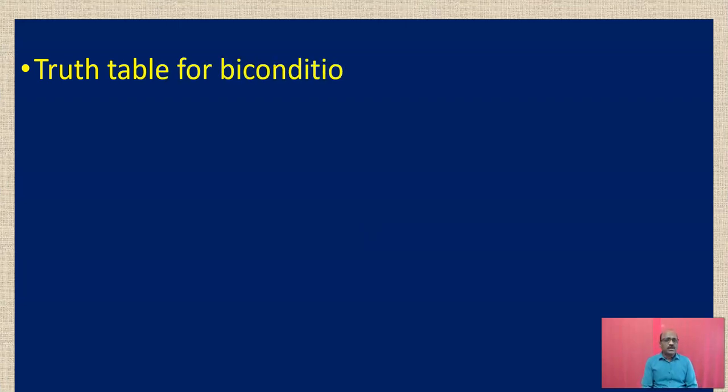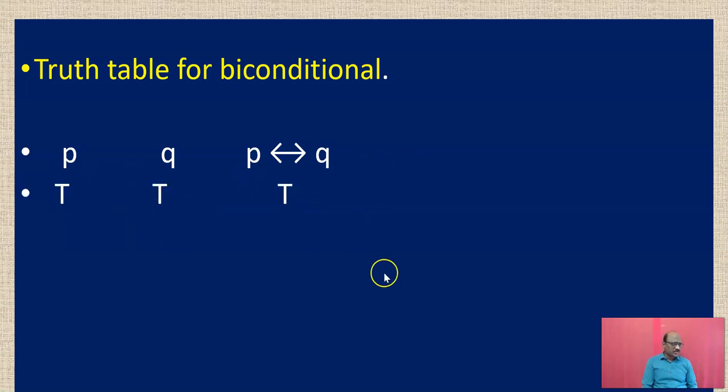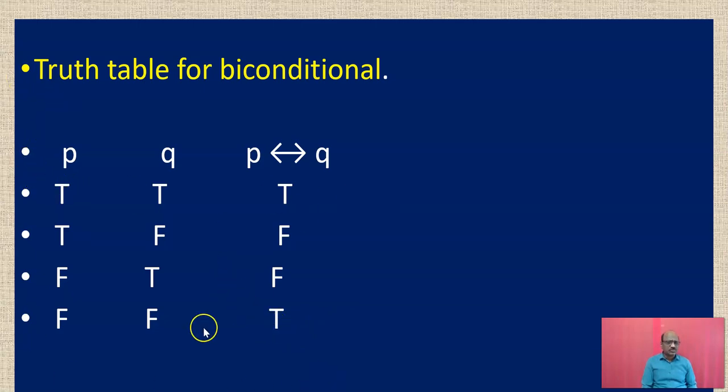Truth table for the biconditional. See this again: P, Q, P biconditional Q. If both of them are true, then again it is true. TF is again F. FT is again F. And FF is again true. Now you can remember it like this: if both of them are the same, then it is true, and if both of them are different, then it is F. These two are different, therefore it is F.